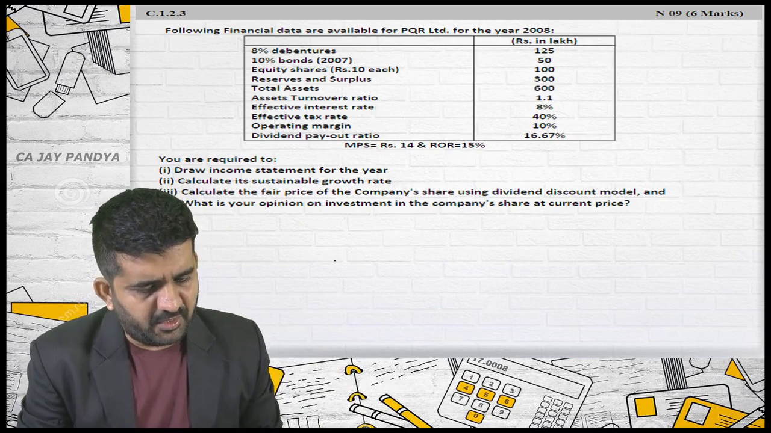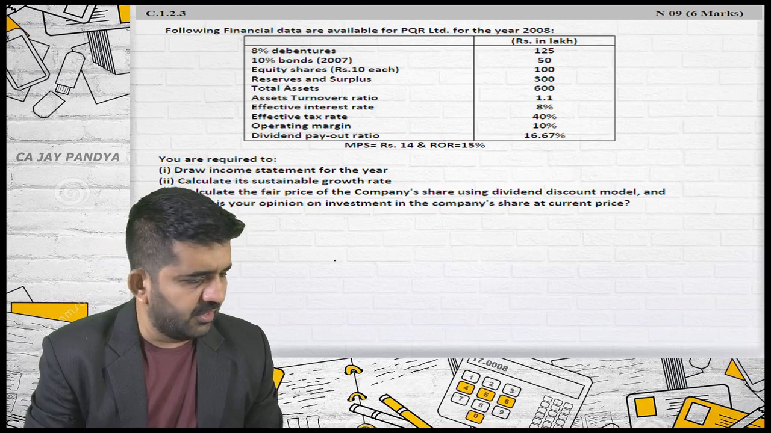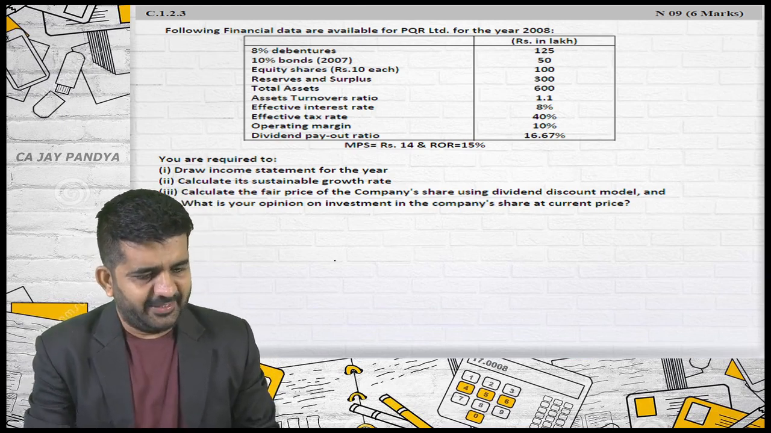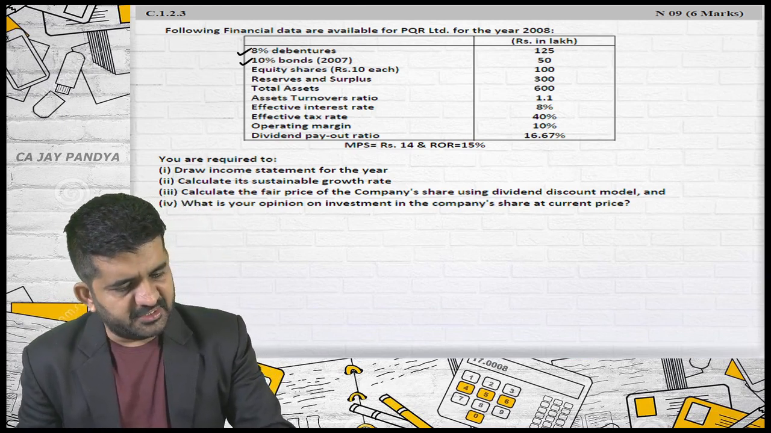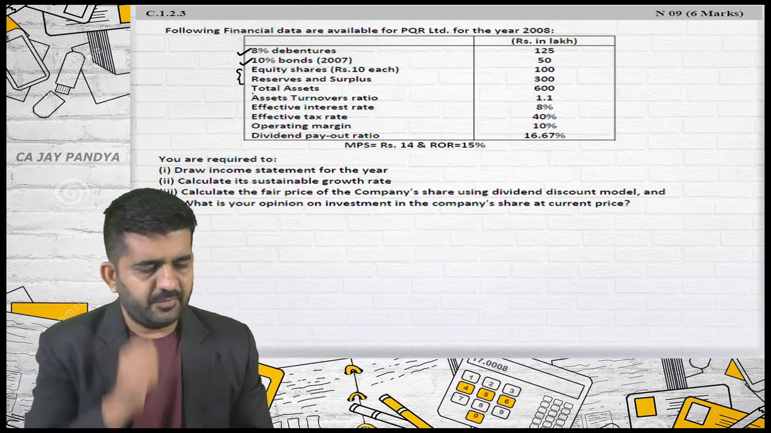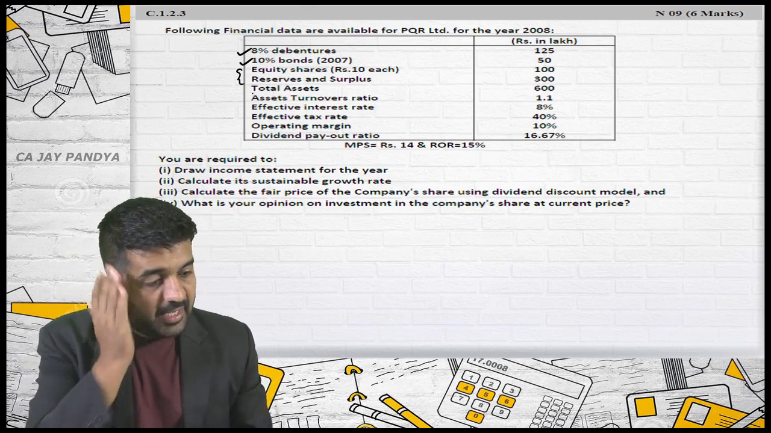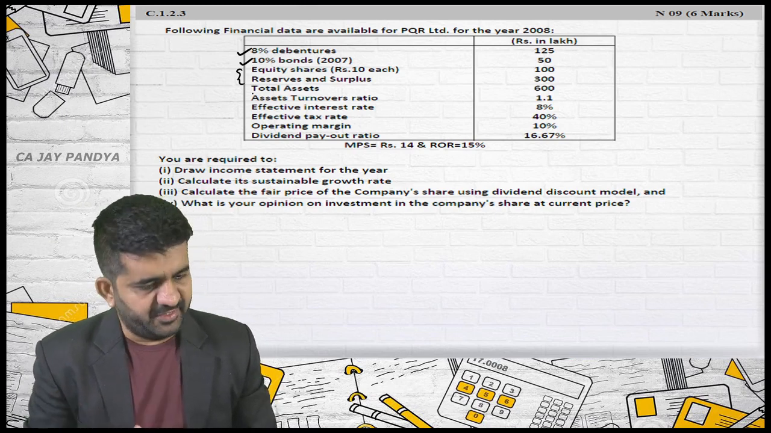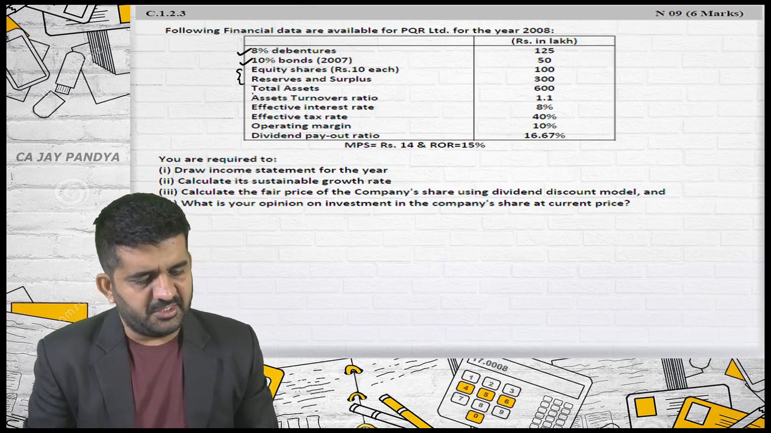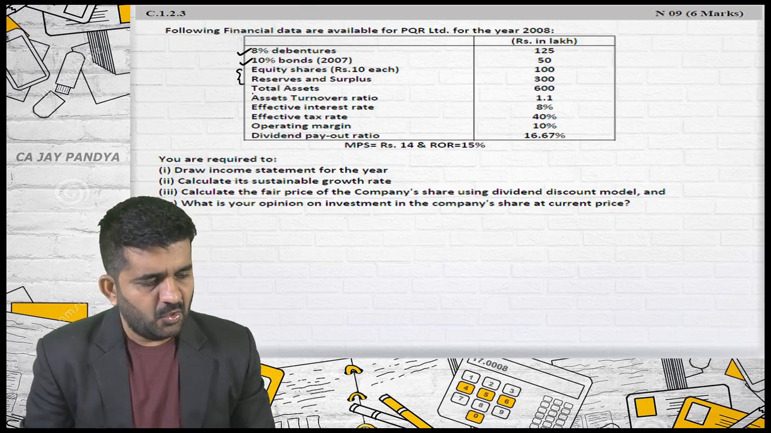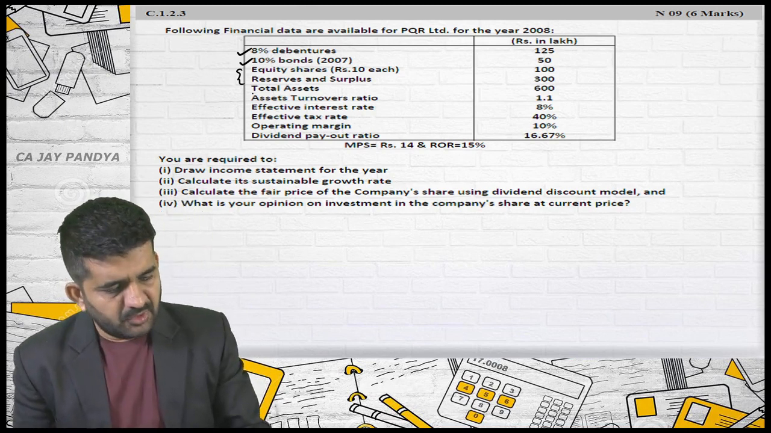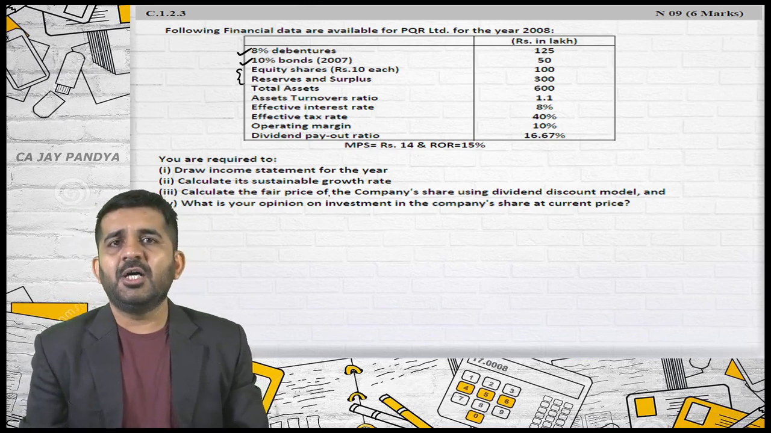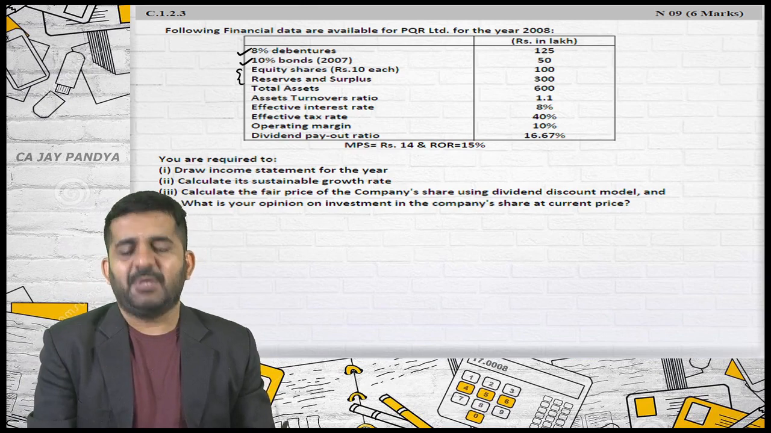The following financial data are available for PQR Limited for the year 2008. Debentures are there, bonds are there, equity share is there and reserves and surplus is there. Total asset is given. Asset turnover ratio is given. Effective interest rate is given. Effective tax rate is given. Operating margin is given. I'll explain what operating margin is. Dividend payout ratio is given. Is it alright? Draw the income statement for the year.